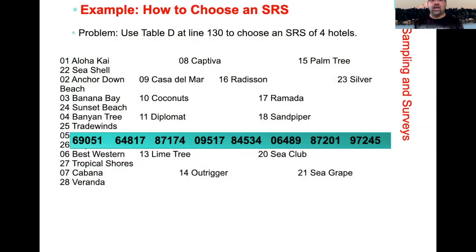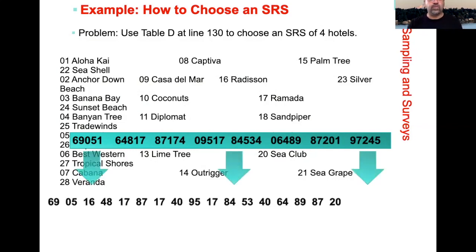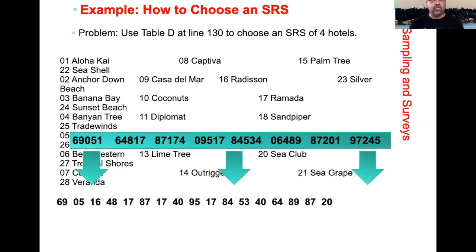They've numbered the hotels, and they're not in order here, but they're 2-digit numbers. So what we would do is start at the beginning of line 130. Now, normally you would randomly choose where you're going to start, but they're going to tell us where to start, so we all get the same random numbers. Then you just go across in groups of 2. So obviously your first 2-digit number there was 69. Your next one was 5, then 16, then 48, then 17, 87. You can see how we're just going across.